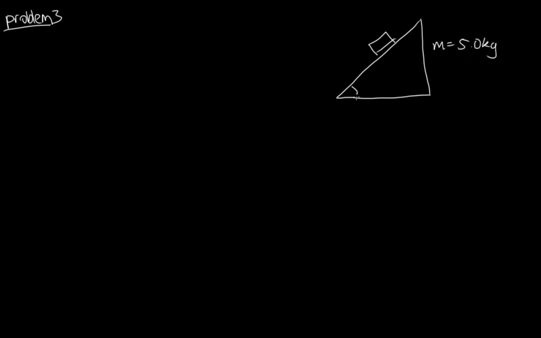This is problem 3. In this problem, we've got a block placed on a slope. The block has a mass of 5 kilograms. The angle of the slope is 30 degrees. The length of the slope is 2 meters. And we're told that the coefficient of kinetic friction is equal to 0.30.